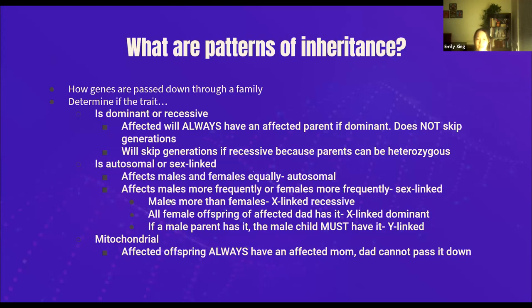If it affects males more than females, it's X-linked recessive, because females have the opportunity to get two of the alleles. So the probability that one of them is dominant and masks the recessive is high, but males only have one. So if you get a diseased allele, then you have to show it, because they only have one X chromosome.